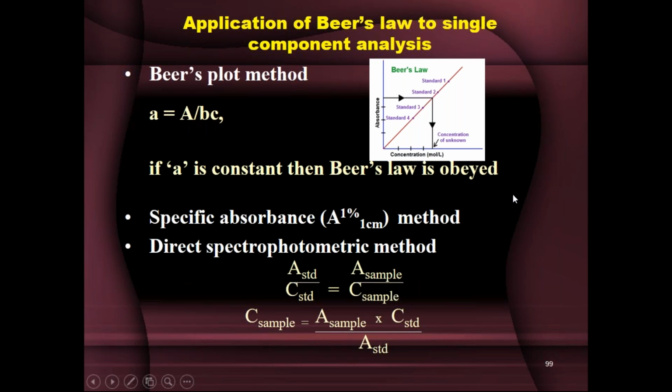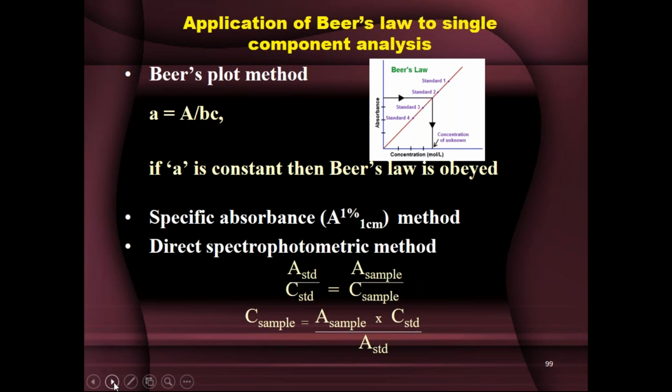And that's why in lab for students, Beer's plot is considered a much better method, where initially you should get trained. As you do a number of these analyses, you can go to the direct spectrophotometric method and the specific absorbance method. Generally, it is these methods which are used in industry, because the standard plot is made and the slope is determined, and then you keep on doing your samples. Using the slope value, you find the concentration.